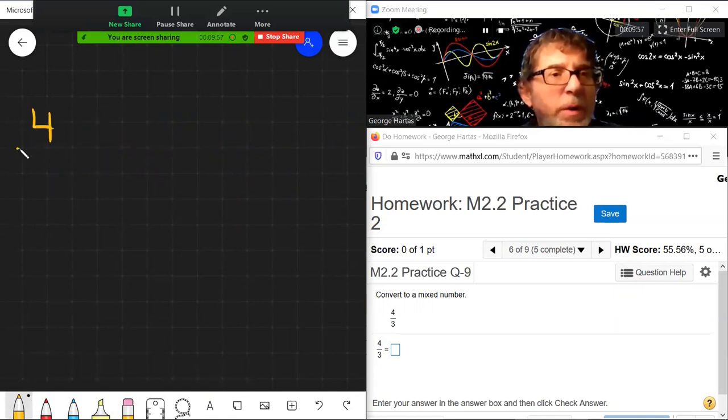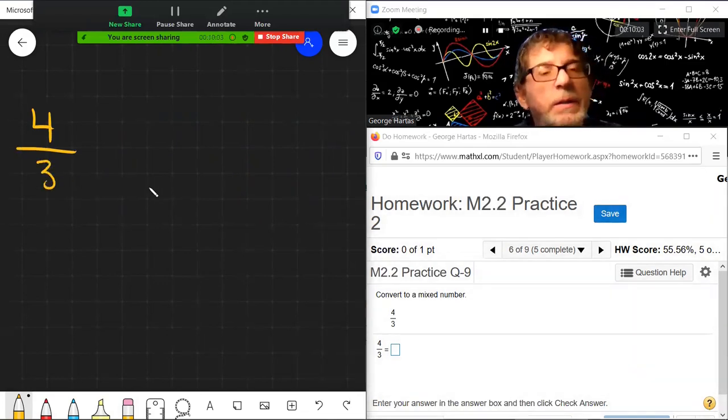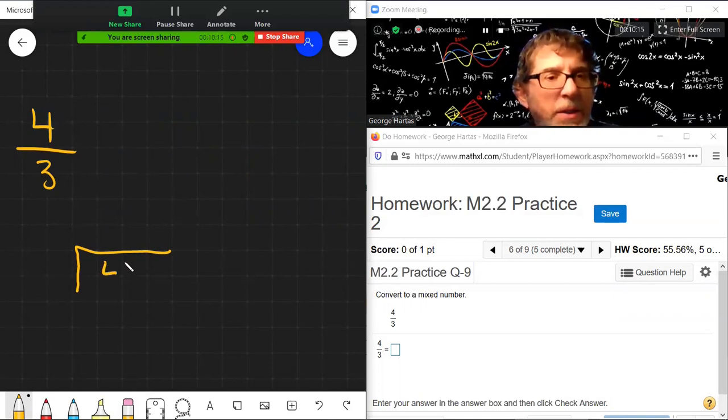Now, if you watched my previous video, you know how to do this already. What we're going to do is long division. Dividend, the top number, goes in the box. Divisor, the bottom number, goes outside the box. 3 divides into 4 once. 1 times 3 is 3. Subtract, remainder of 1.